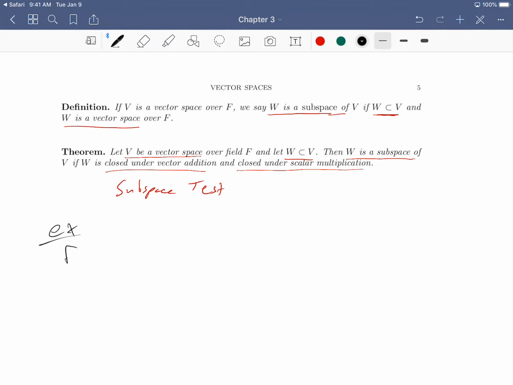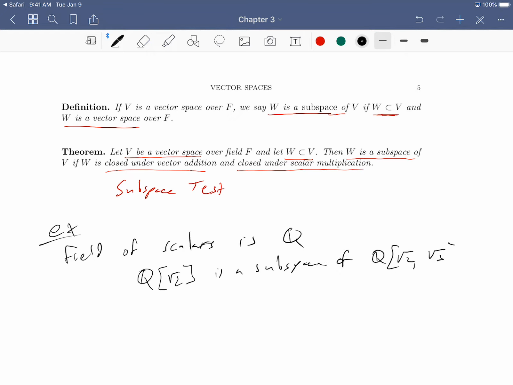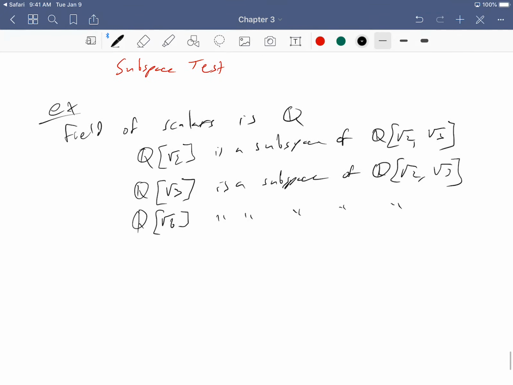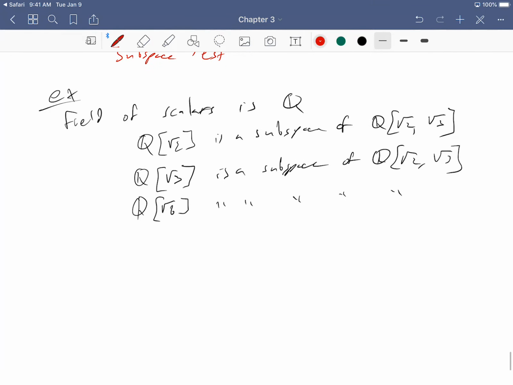For our first couple examples, our field of scalars is going to be Q. We actually have a bunch of vector spaces and subspaces. Q adjoin root 2 is a subspace of Q adjoin root 2, root 3. And Q adjoin root 3 is a subspace of Q adjoin root 2, root 3. And Q adjoin root 6 is a subspace of the same thing. Those are all subspaces. We have the larger vector space, in this context that's our Q adjoin root 2, root 3. That has more elements in it, and we're just taking some sub-collection of those elements.